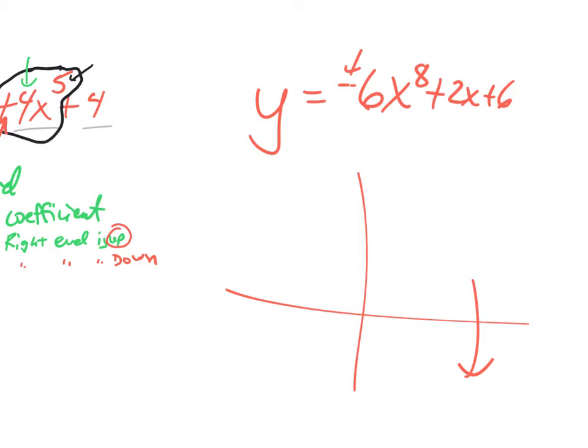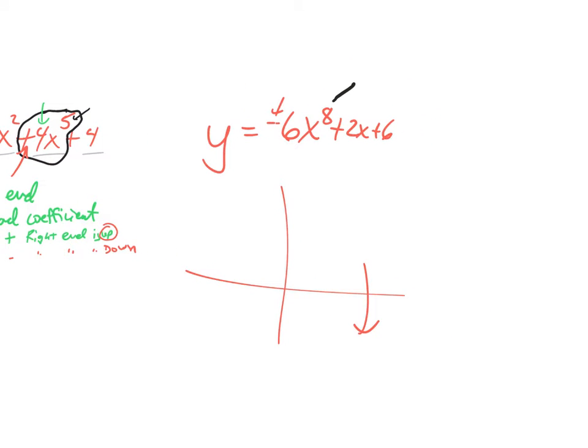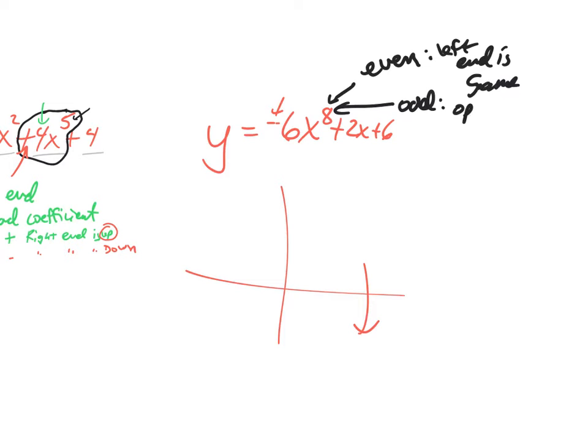All right, here's how I can tell. The boss term is even, so the left side will be the same. If this power is even, the left end is the same. Take a wild guess what I'm going to write for odd. Opposite.